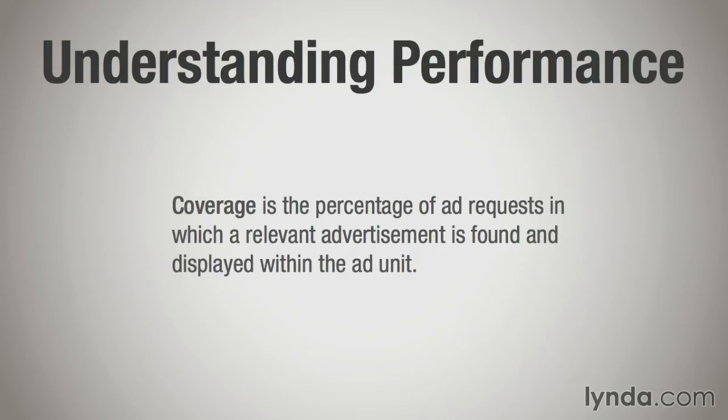So if every time an ad unit requests an advertisement from Google AdSense and an advertisement is placed within that ad unit, your coverage is going to be 100%. And that's really what you want. You don't want an ad unit to request an advertisement and nothing to be found to put in that ad unit. That means that you might need some additional keywords, or you might have to tweak the title on your page so that Google can more easily find a relevant advertisement to display on your web page.